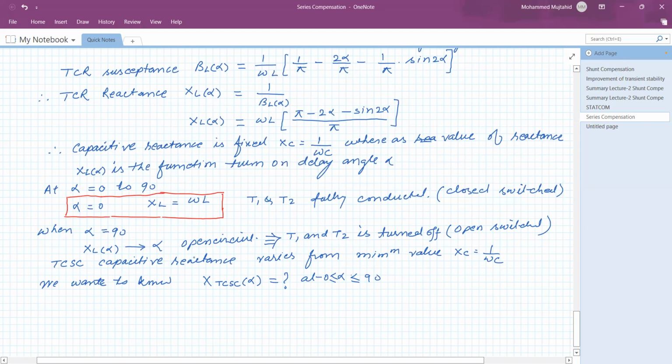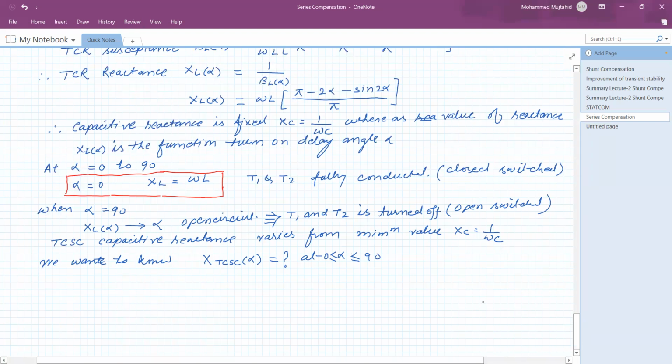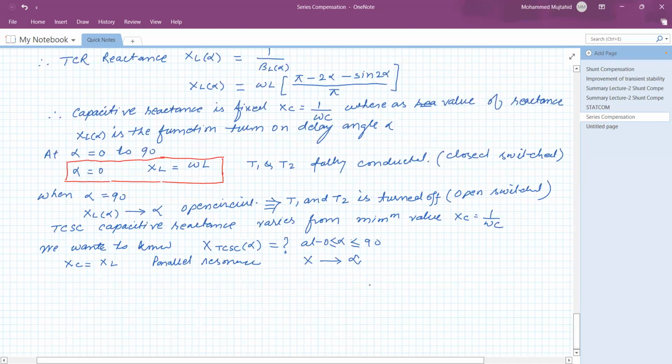So for that purpose, first of all, we have to understand the basic concept. When capacitive reactance becomes equal to the inductive reactance in a parallel circuit, it is called parallel resonance. And under parallel resonance, the total reactance of the parallel circuit goes to infinite value, isn't it? So under such a condition, there is a prohibited angle at which the resonance is going to occur, and we have to avoid the resonance condition in the TCSC.